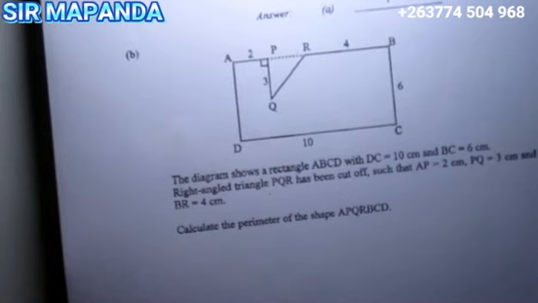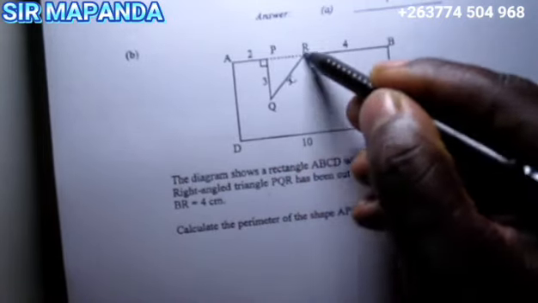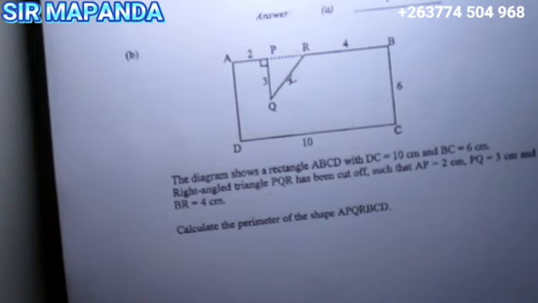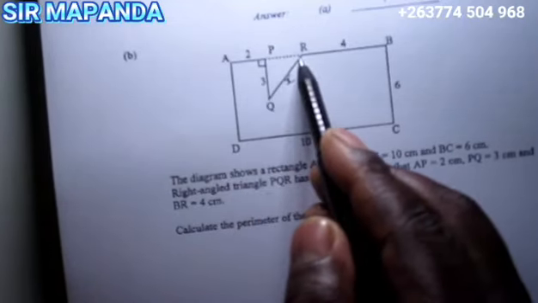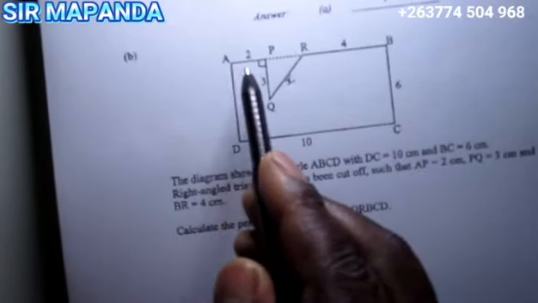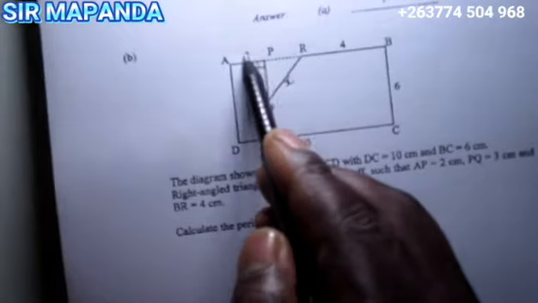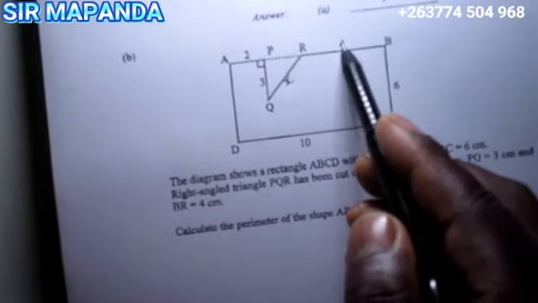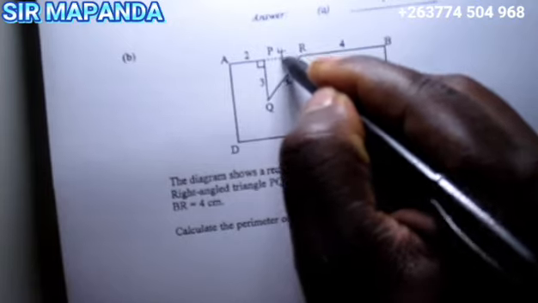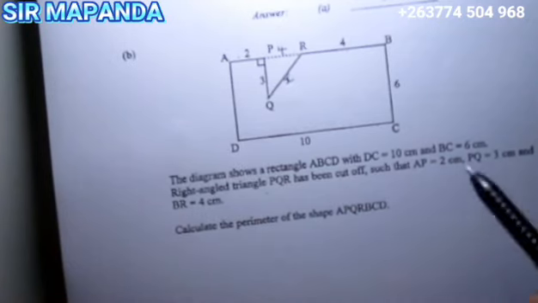Right, so perimeter is the distance right round the edge of the shape. The first thing to do here is to calculate this missing distance from Q to R. How do you calculate this missing distance? You make use of Pythagoras Theorem after calculating the distance from P to R. You can notice that DC is 10 centimeters, then we have 2 centimeters from A to P and 4 centimeters from R to B. So 2 plus 4, you get 6. Take away 6 from 10, it means P to R is 4, in such a way that 2 plus 4 plus 4 will then give you DC, which is 10.